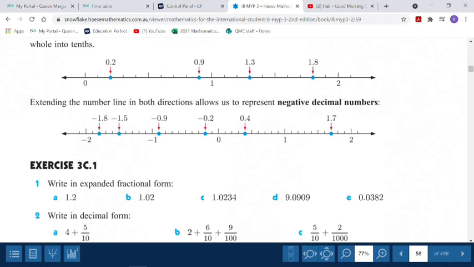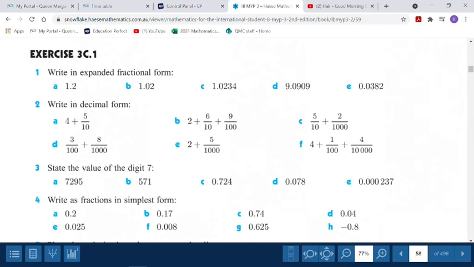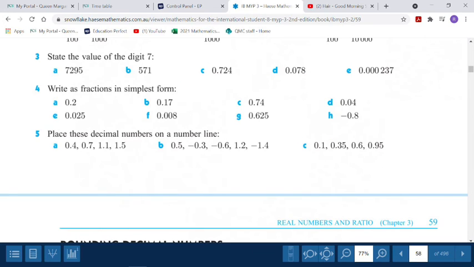Now, so you can place decimals on the number line. Remember, there are going to be positives and negatives, and all negatives are smaller than what? All positives. There you go. So I'm going to have you just practice writing these as fractions in simplest form. So you just get out your calculators, and I'm going to call on you, and you're going to tell me the answer.